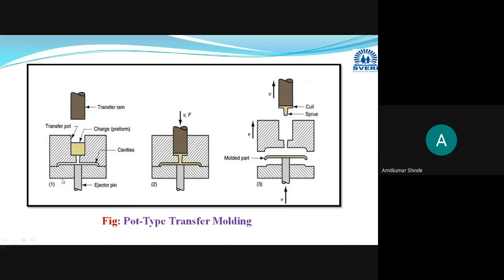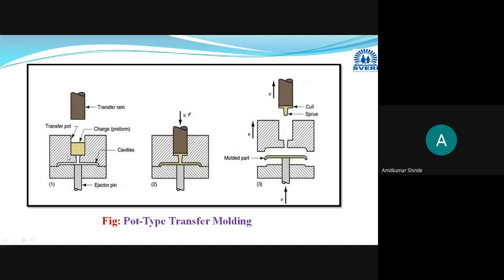Now, we have already discussed the stages involved in the transfer molding process. The stages will remain the same, but some parts will change, which I will explain with the help of this diagram. This is the first type, that is the pot type transfer molding process.